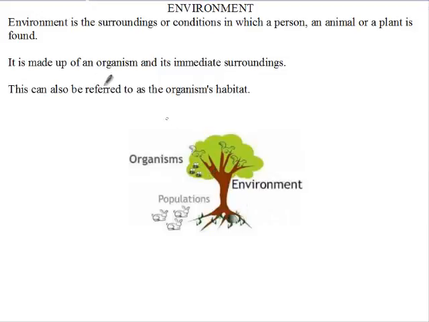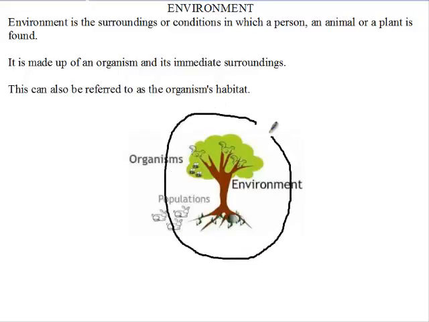So let's start by knowing what an environment is. When we say the environment, it is the immediate surroundings of an organism. Or we can say the environment is the surroundings or conditions in which a person, an animal, or a plant is found. So the immediate surroundings of this plant is what we call its environment.